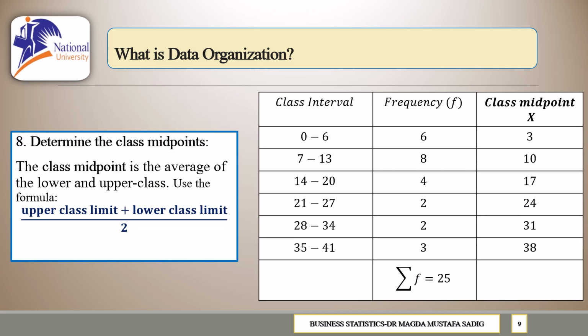Class midpoints. Another useful quantity is the class midpoint. The midpoint represents the center of a class. It is calculated by averaging the lower and upper class limit. Look here, 0 plus 6 divided by 2 is 3. 7 plus 13 divided by 2 is 10. 14 plus 20 divided by 2 is 17. 21 plus 27 divided by 2 is 24, and so on up to the end. Midpoints are commonly used when estimating the mean from grouped data.